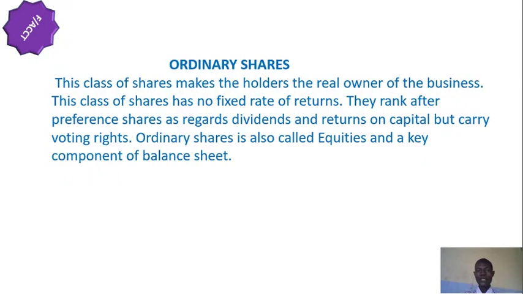And also ordinary shares is also called equities, and it's also a key component of the financial statement or the balance sheet. For the ordinary shareholders, they are the last set of people to be paid dividend, because you pay your preference shareholders first before you now consider the ordinary shareholders, because they are the owner, the real owners of the business.